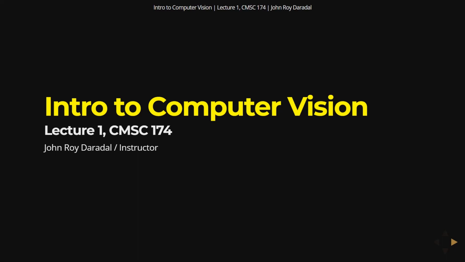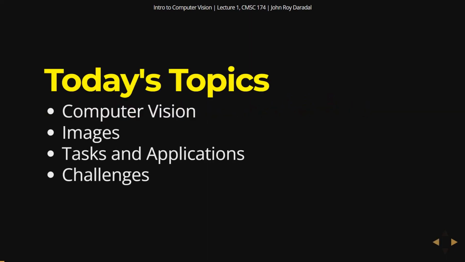Hello everyone, this is Lecture 1 of ComSci 174, Introduction to Computer Vision. In this video, we will introduce computer vision and talk about its main ingredient, which is the images. We will also talk about the tasks and applications for computer vision and the challenges that come with it.